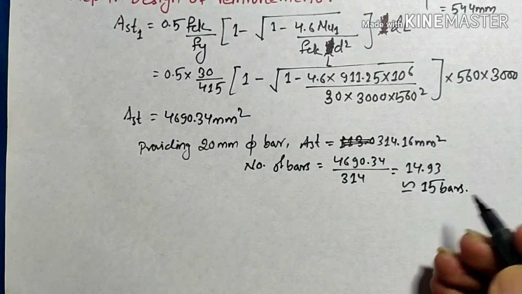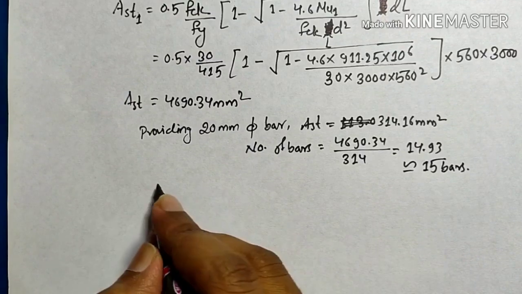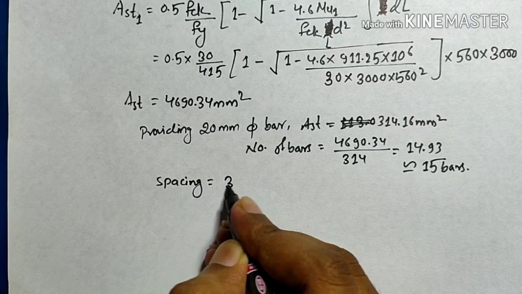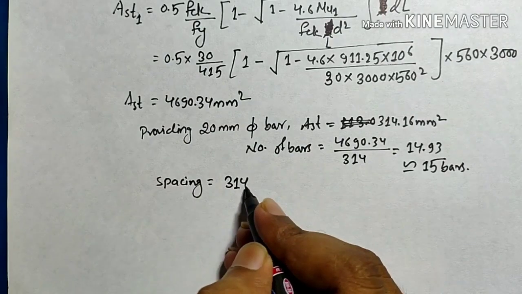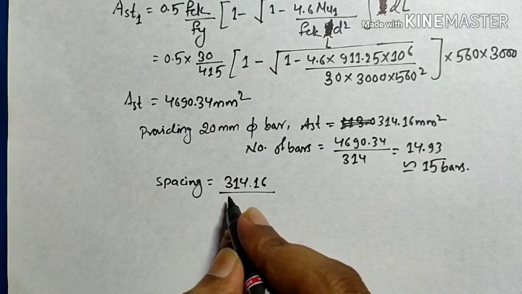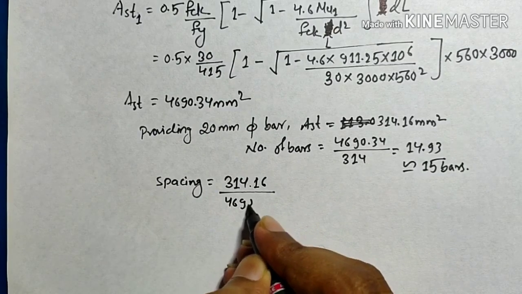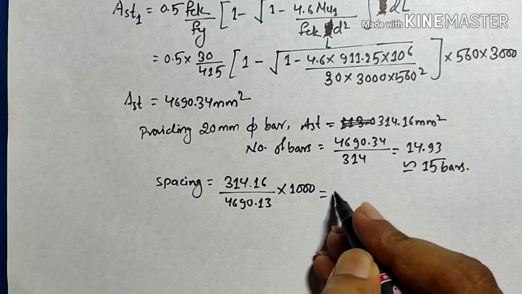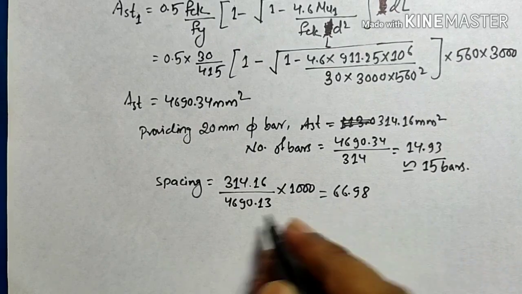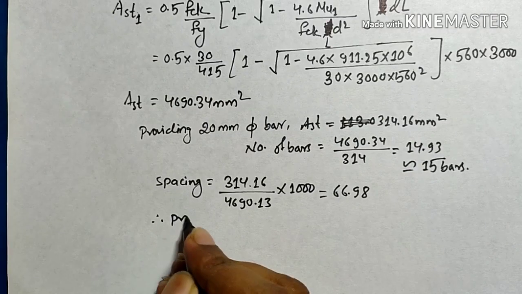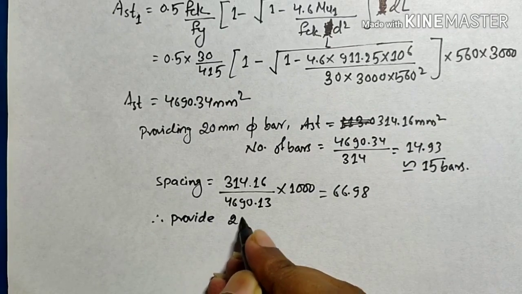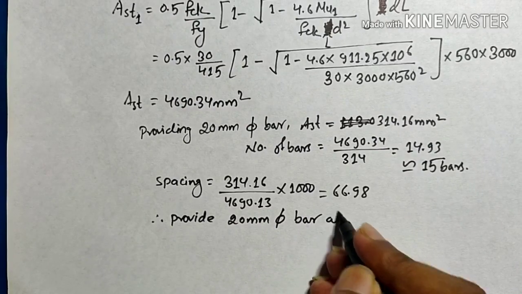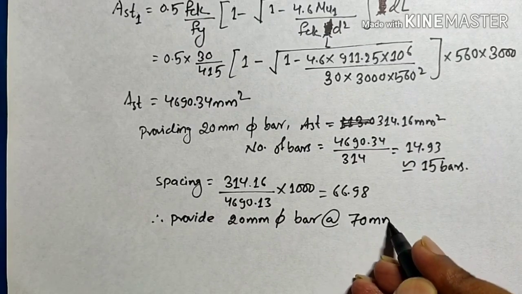Now it's time for the spacing between the bars. So spacing equals 314.16 divided by 4690.13 into 1000, which will be equal to 66.98. Therefore provide 20 millimeter dia bar at 70 millimeter center to center.